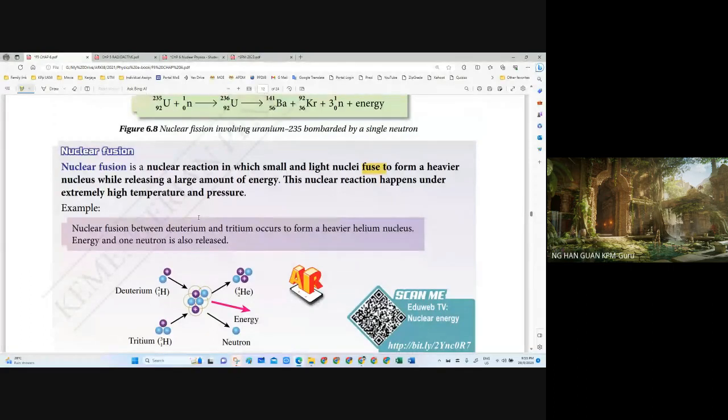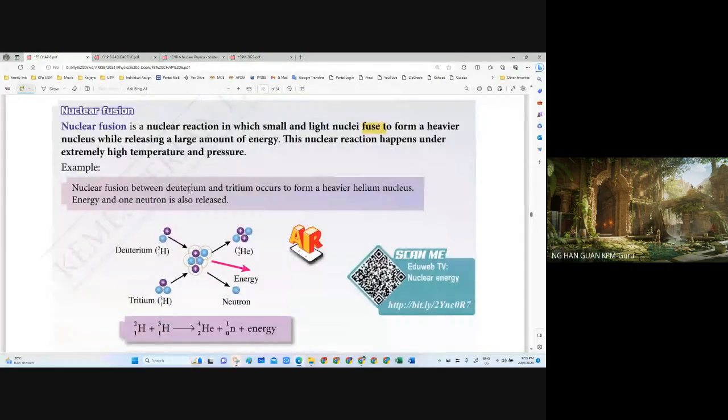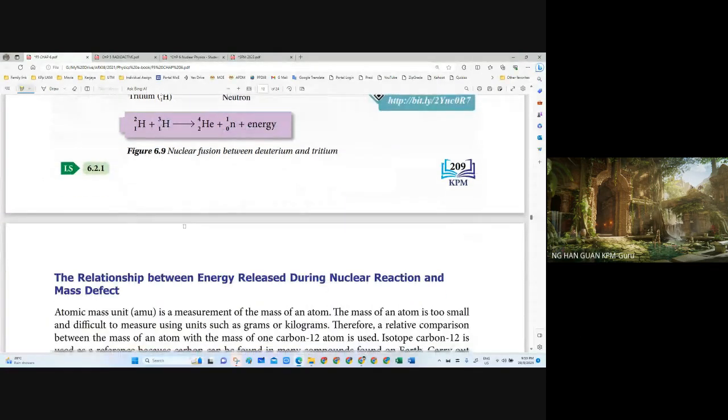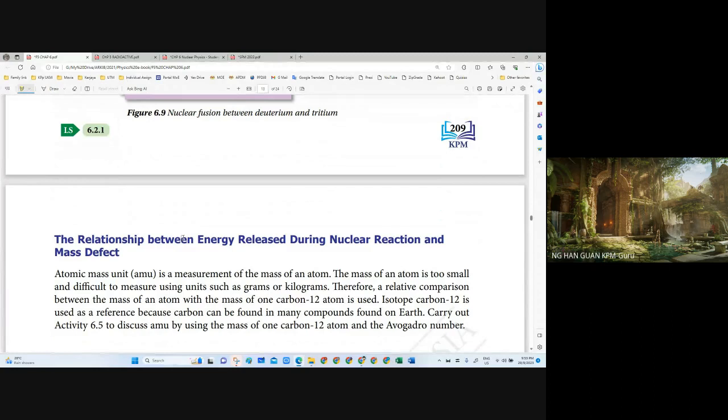Okay. So this is based on theory, but anyway, does this thing happen or not? Yes, it happened. Where? It happened on the surface of our sun. That's why the sun is able to release a lot of energy, right? So this happened on the surface of the sun. Okay, all this energy release is because of what? All this energy release is because of the mass defect.